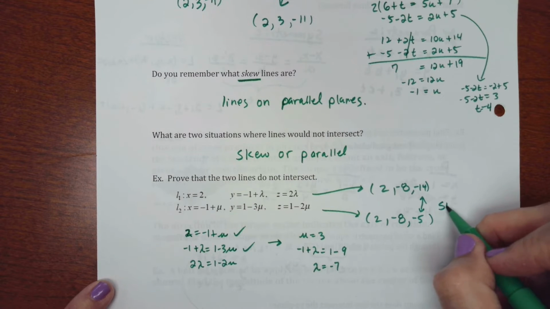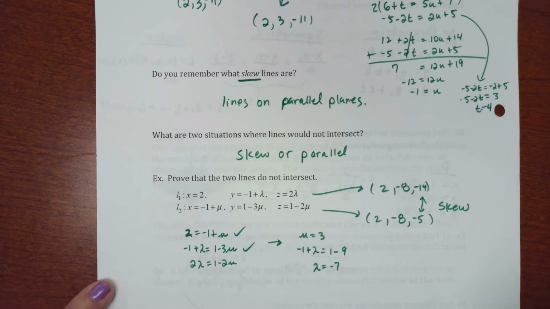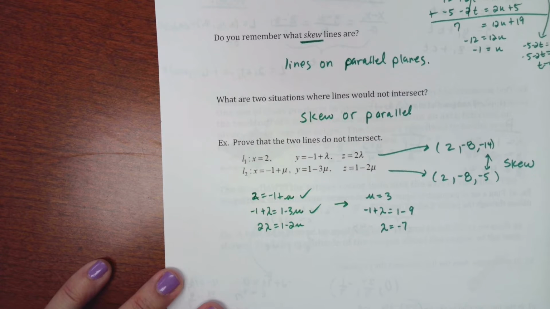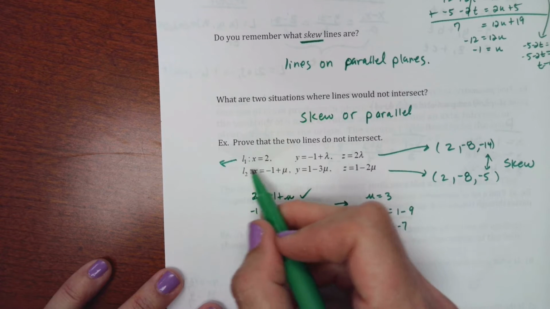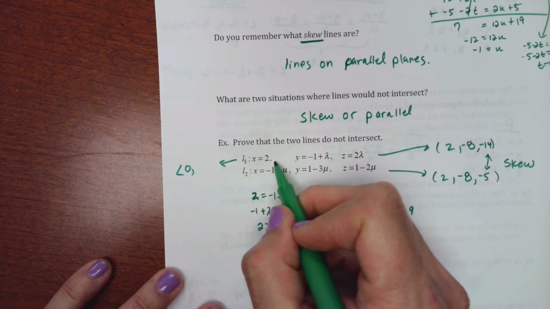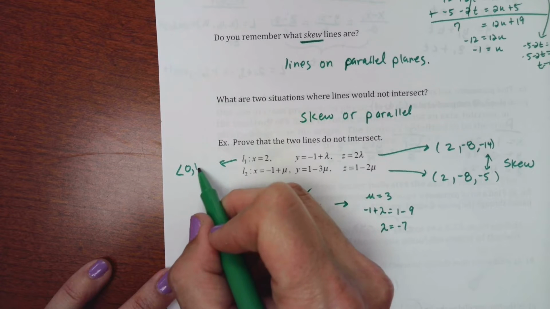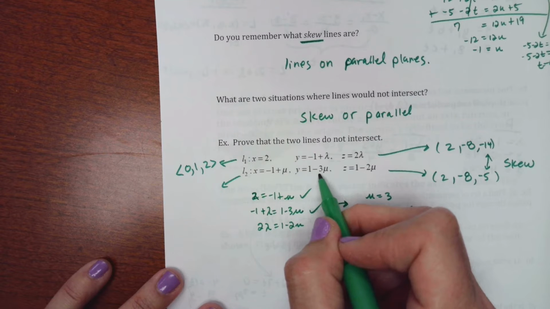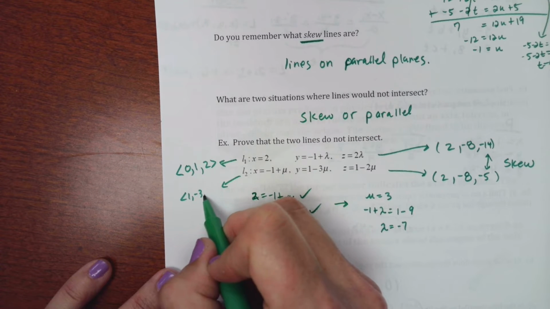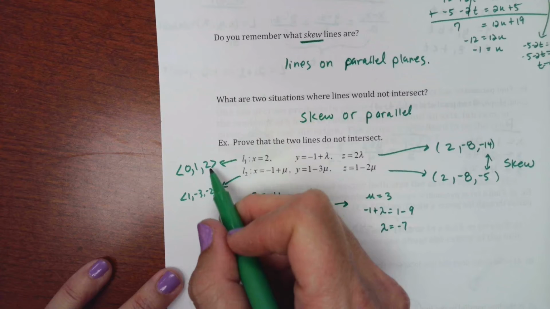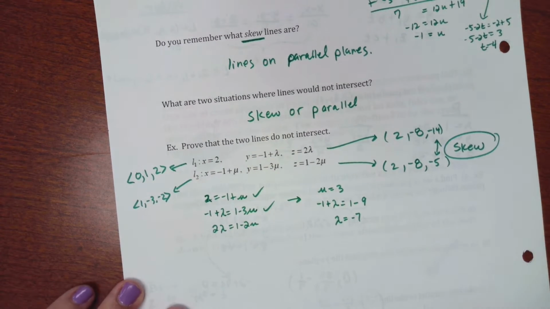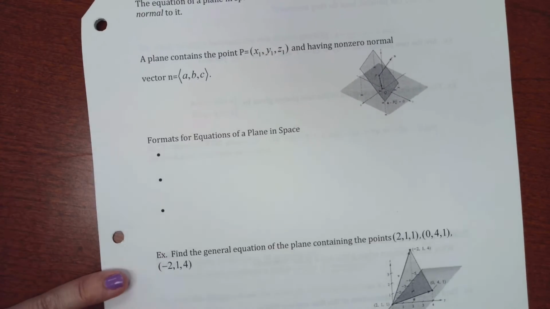That means that these things are skew. And the reason that they are skew and not parallel, we should have looked earlier at parallel. Parallel vectors would have the same or multiple directions, like the direction vectors would be multiples of each other. So the direction vector for this one is 0, 1, 2, because there's no variable here. The direction vector for L2 is 1, -3, -2. So they're not parallel because these are not multiples of each other, and they don't intersect, so therefore they are skew.